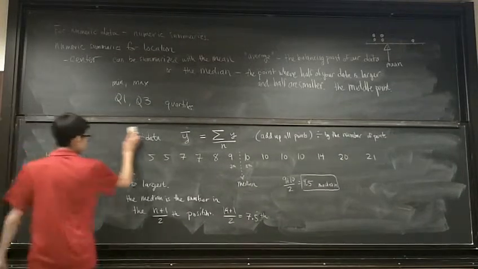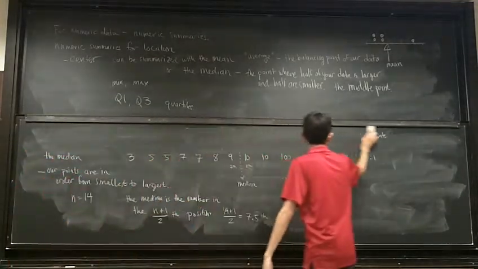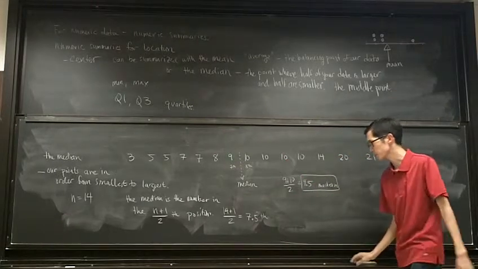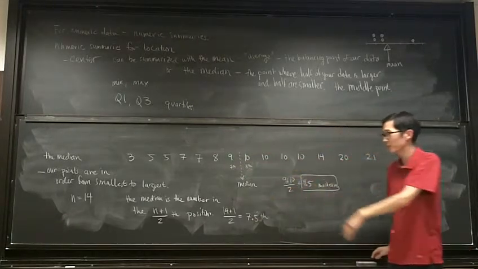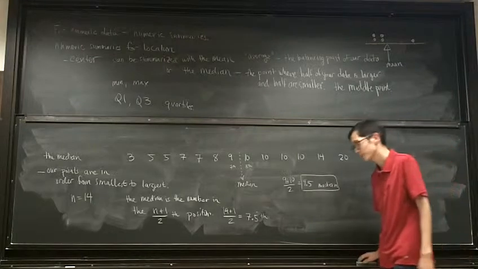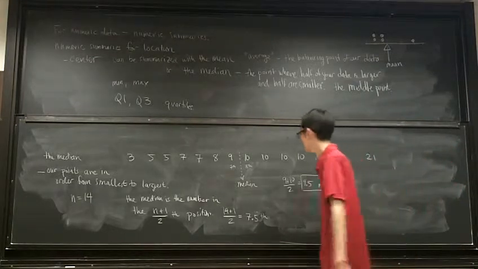So I'll just erase this thing for the mean before we run out of time. So what's the minimum in this case? 3, and my max is 21.